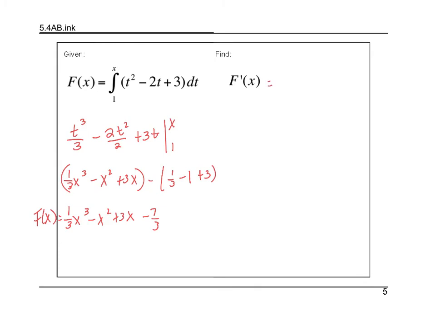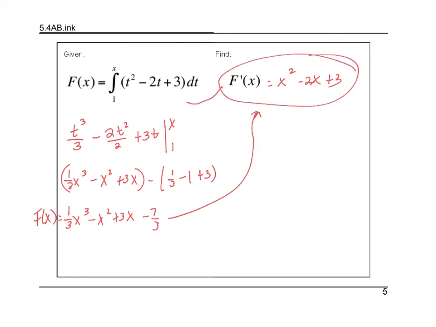Well, now I just derive it. So 3 times 1/3 is 1. Reduce the exponent by 1, x squared. Drop the 2 down, so I would have a minus 2x plus a 3, and the 7/3 derives to a 0. So isn't this exactly what I started with, except x is now plugged in?